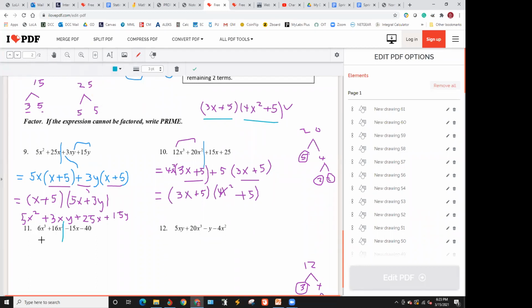So here, that's where you're going to divide. Here's where you're going to divide. Four.